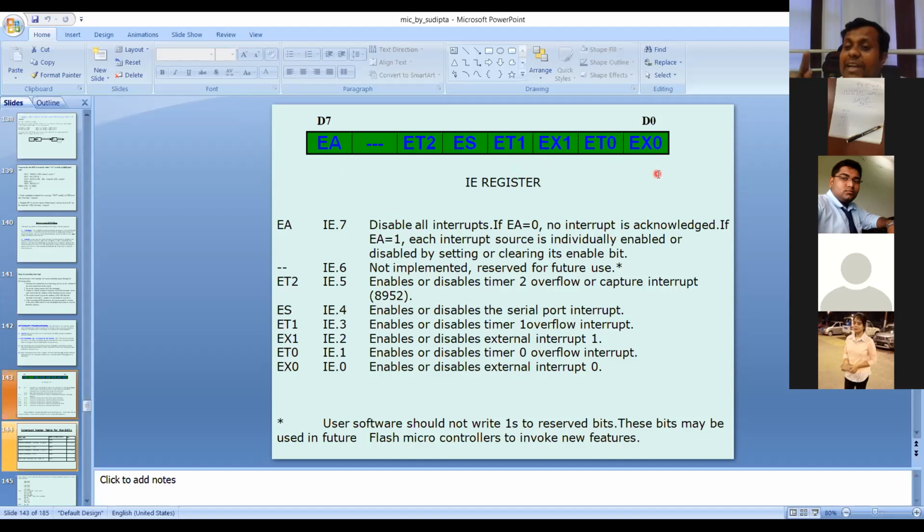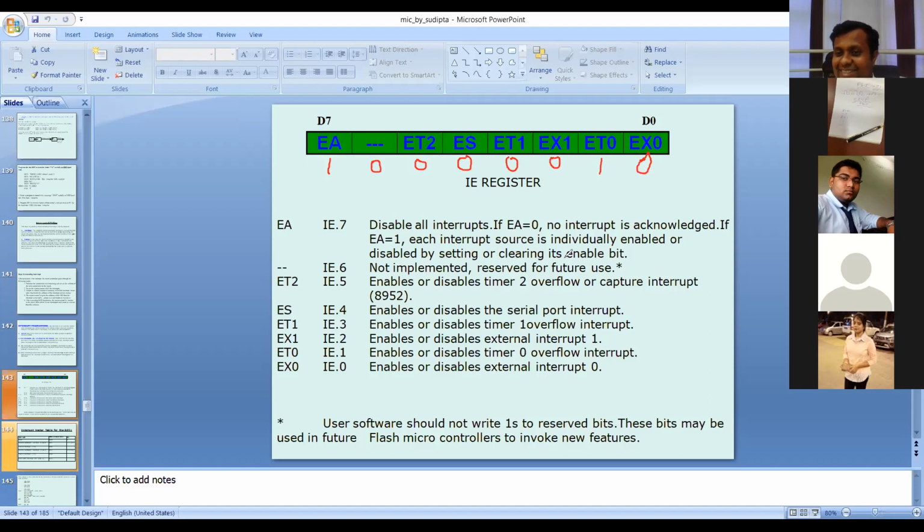To enable only the timer 0 interrupt, what will be the value? EA should be 1, ET0 should be 1, and all the other bits should be 0. That means I am enabling only the timer 0 interrupt.